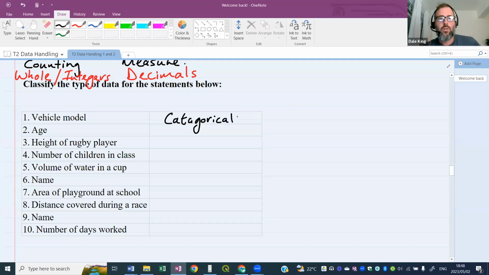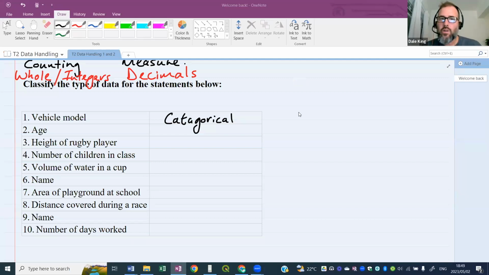And someone asked me before if these questions come up in tests. This question often does come up in tests and exams. All right, number 2, age. What is age, everybody? Age. What type of data will age give you? Someone asks you your age, what do you say?